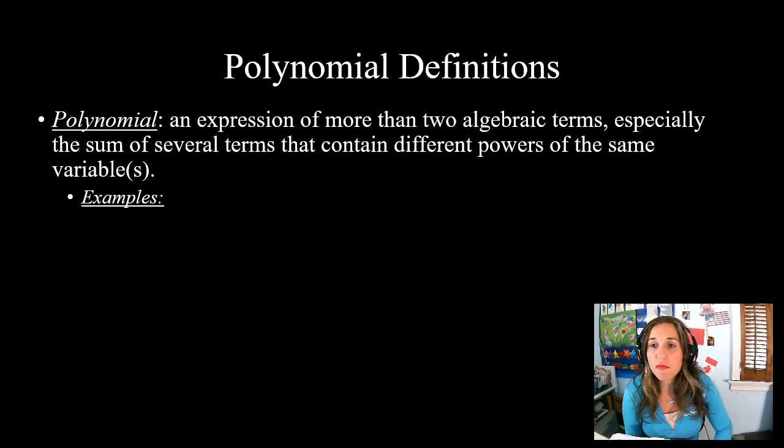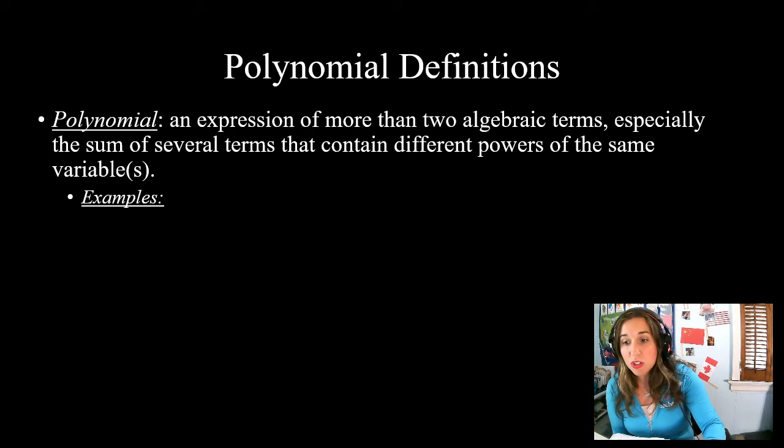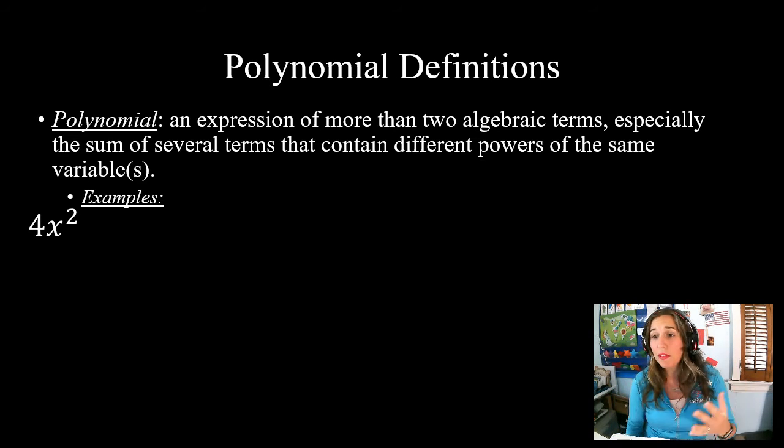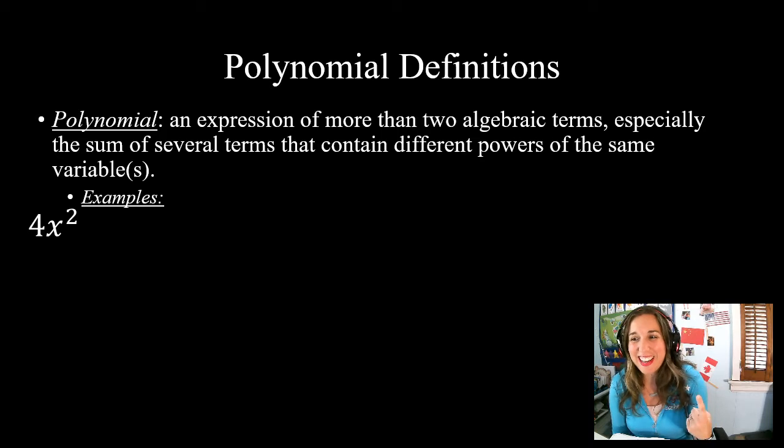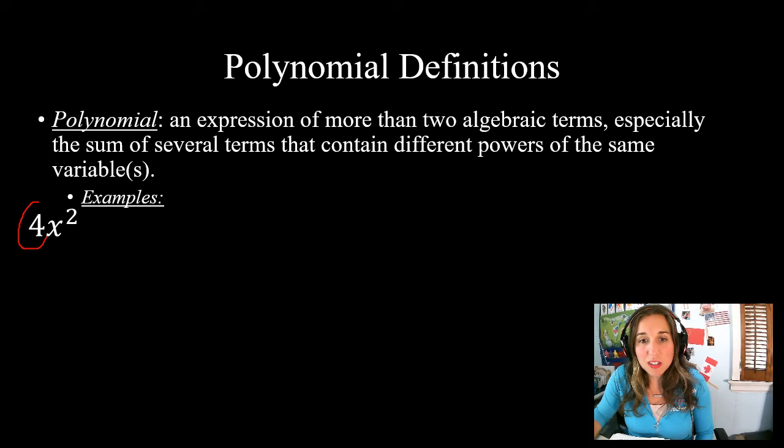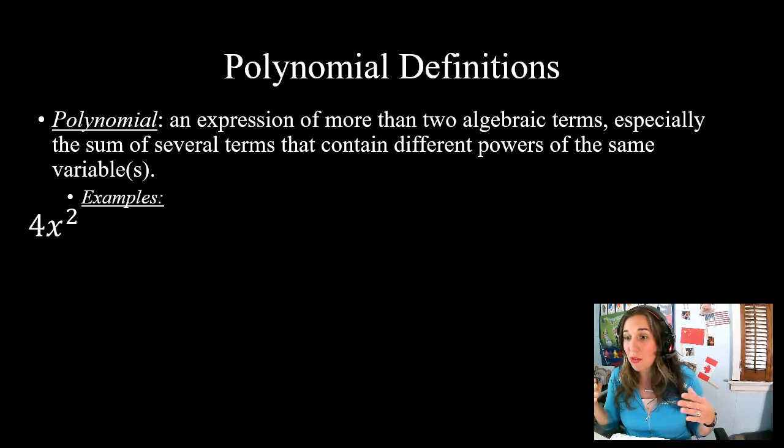is an expression of more than two algebraic terms, especially the sum of several terms that contain different powers of the same variables. Let me show you some examples. It'll be much more clear. This is a polynomial. It is a one-term polynomial, but it's a polynomial nonetheless: 4x squared. You'll notice it has a number coefficient and a variable that is being raised to a degree. That's all a polynomial is. Now, usually we'll have several of them. That is a one-term polynomial.